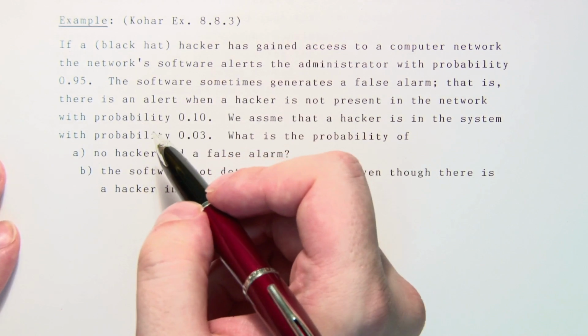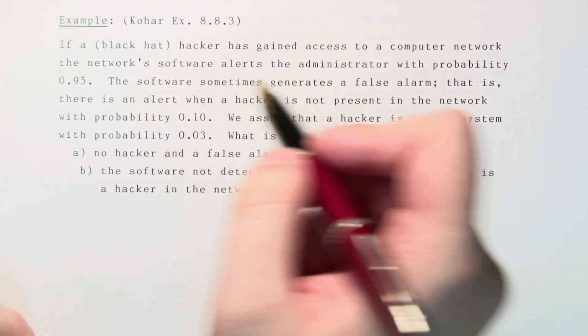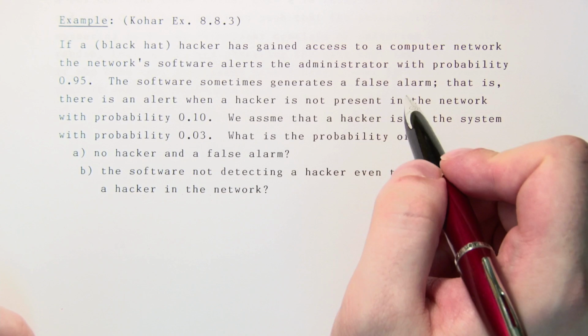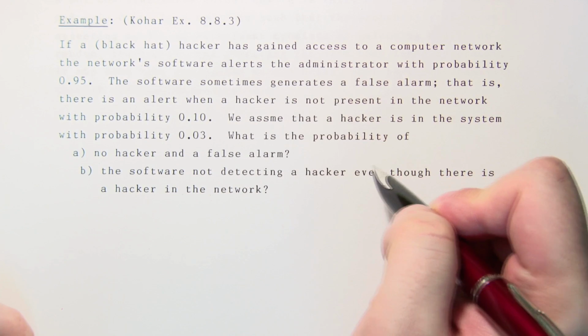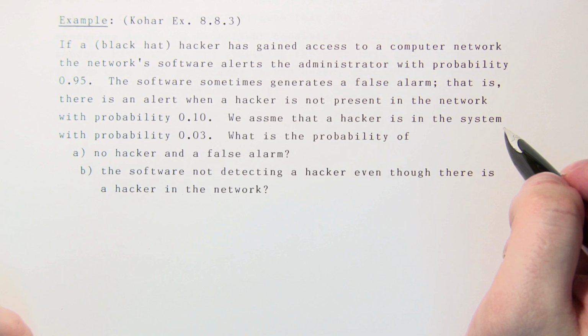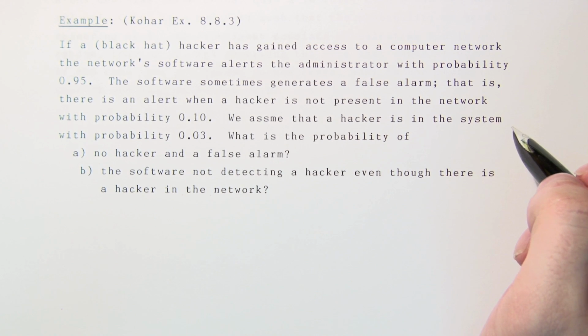Okay, so if a black hat hacker has gained access to a computer network, the network software alerts the administrator with probability 0.95. The software sometimes generates a false alarm, and that is, there is an alert when a hacker is not present in the network with probability 0.1. We assume that a hacker is in the system with probability 0.03. So what is the probability of A, no hacker and a false alarm? And B, the software not detecting a hacker even though there is a hacker in the network.